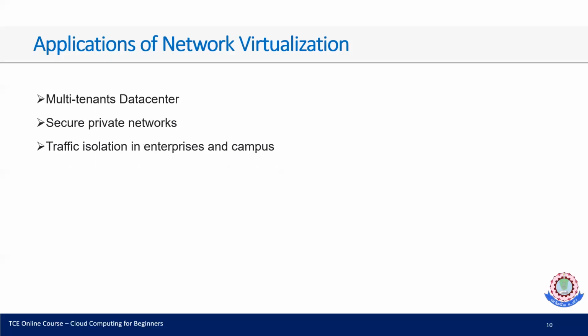Application. Network virtualization can be applied in some use cases. For example, in multi-tenant data centers, then in private networks where security is a greater concern, then in enterprises and campuses where the traffic should be isolated, where there is high traffic. These are some of the areas or use cases where the network can be virtualized.